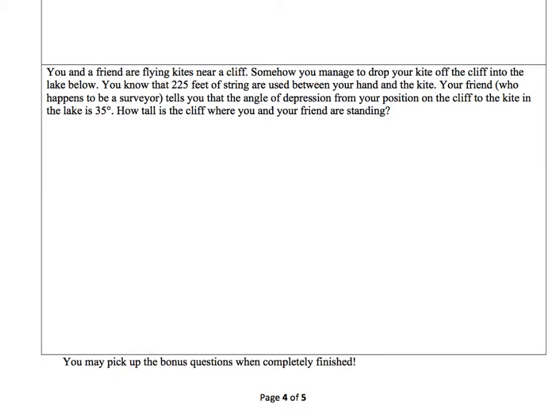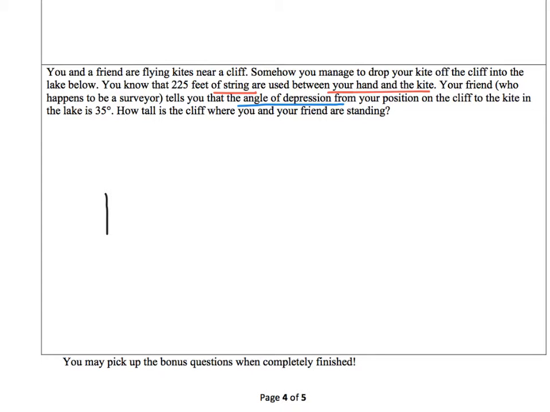Alright, for this question, you and a friend are flying kites near a cliff, and somehow you manage to drop your kite off the cliff into the lake below. You know that 225 feet of string are used between your hand and the kite. And that's important. That's the string length, your hand and the kite. Your friend, who happens to be the surveyor, tells you that the angle of depression from your position on the cliff to the kite is 35 degrees. How tall is the cliff where you and your friend are standing?